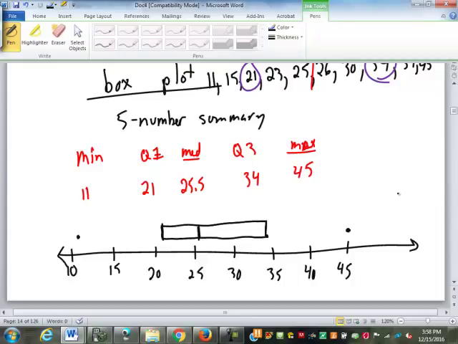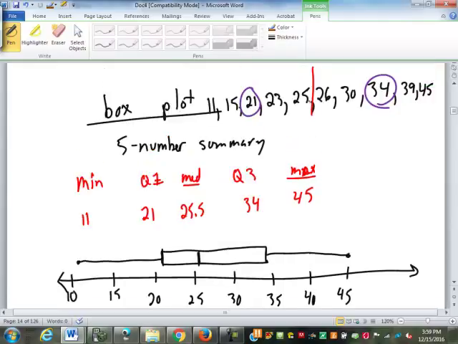And it's sometimes called a box and whisker plot because now from the ends of the box, from the first quartile, the center of that line, I'm going to draw a whisker out to the minimum. From the third quartile, the center of that line, I'm going to draw a whisker out to the maximum. These box plots can tell us a lot about the distribution of our data.